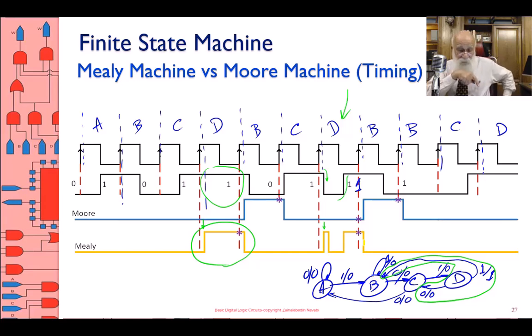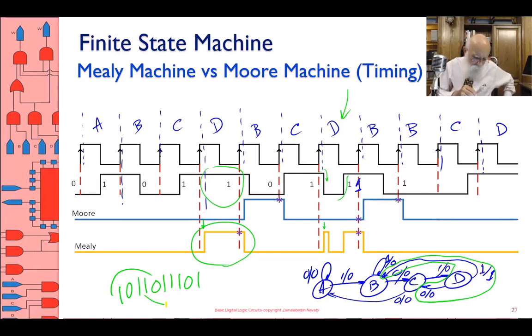Now, how many 1s do you see on the output? I only see 2 because I have only seen 1 0 1 1, 0 1 1 1 0 1. Okay, that's a 1 0 1 1 sequence. This is a 1 0 1 1 sequence, and that's it. And therefore, I better see only 2 1s on the output. But then you say, no, there's another one. I don't see that one.